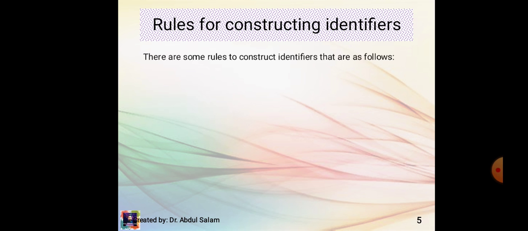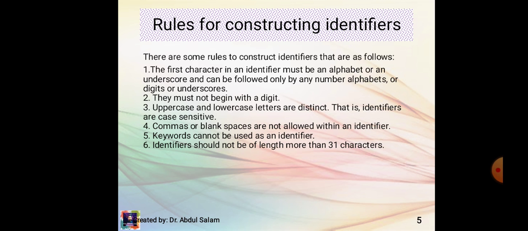Okay, here are some rules for constructing identifiers. The first character in an identifier must be an alphabet or an underscore and can be followed only by any alphabet, digit or underscores. Second rule is they must not begin with a digit. The third rule is uppercase and lowercase letters are distinct. That is, identifiers are case sensitive.